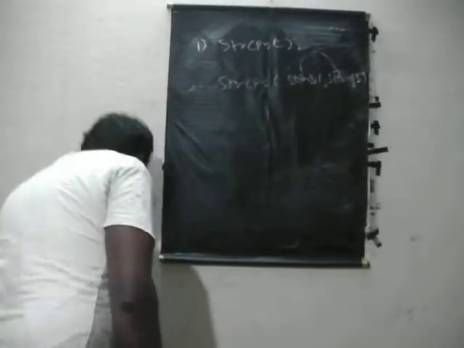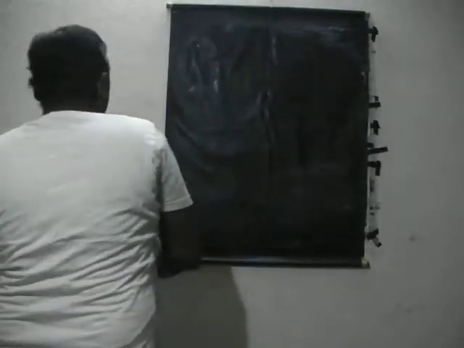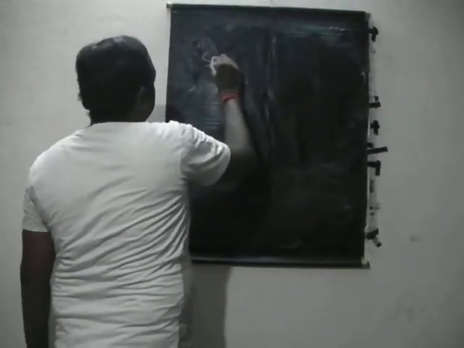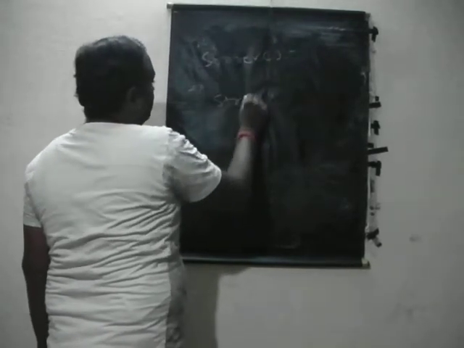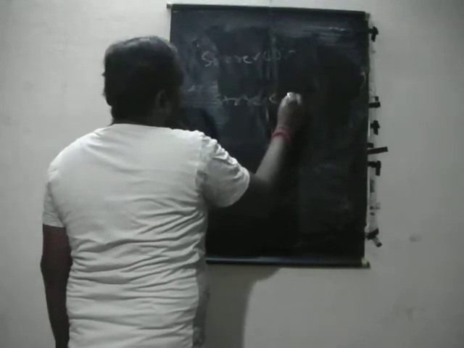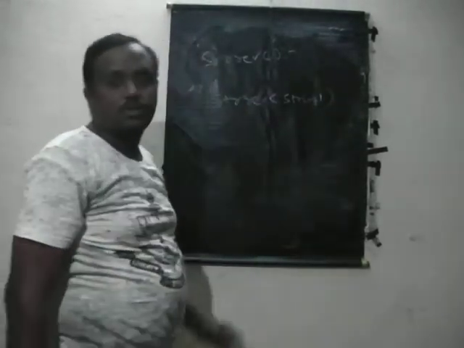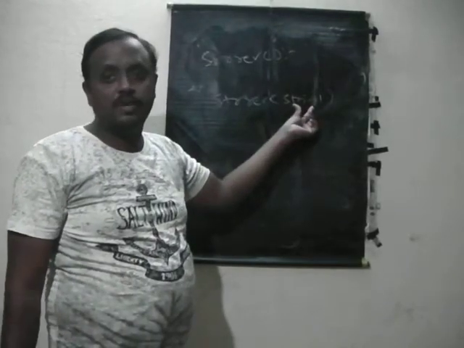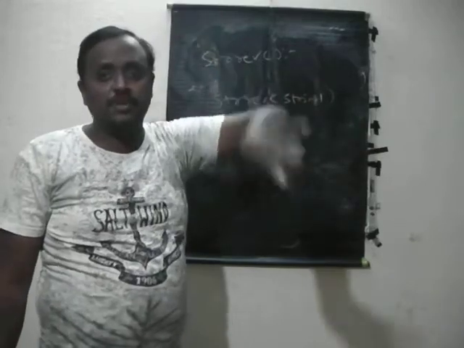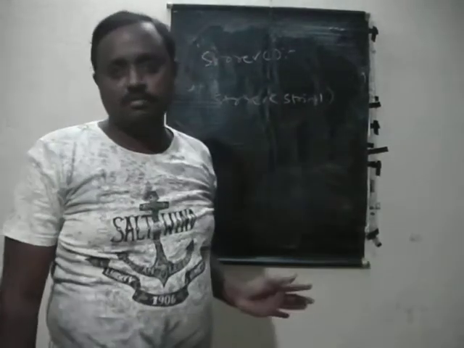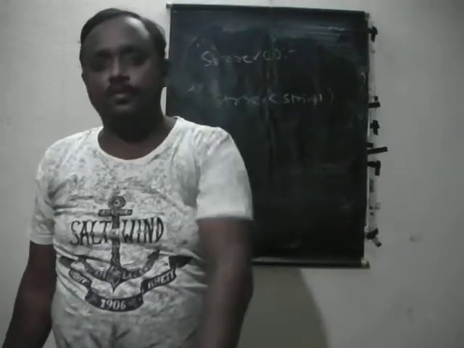So the third one is string reverse. What do you mean by string reverse? We write strrev(string1). Whatever the content in string 1 is automatically reversed and copied again into string 1, so string 1 will be modified. If you want the original as it is, copy it into another string first, then go for reverse.